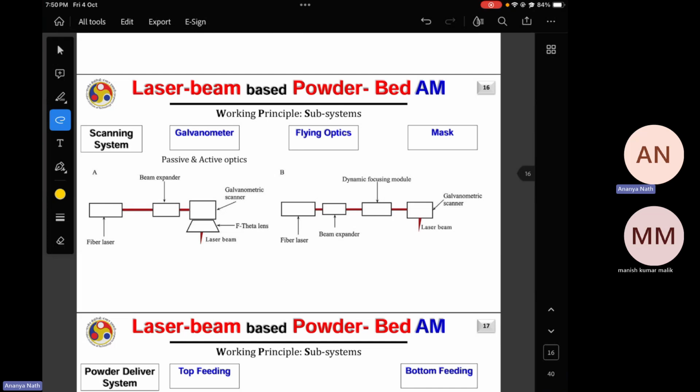People will not go for masking. Whether you have to make a mask, put it on the sample, and according to that you deposit the material, it is so time consuming. Already LPBF works with 20, 30, 40 layer thickness, like these are in micron. So 20 micron, 30 micron, 100 micron layer thickness. It doesn't hold any further meaning doing it with a mask. So Galvo scanner is very much useful.